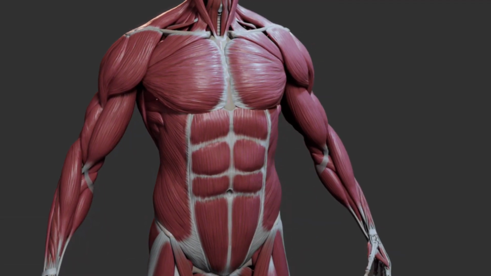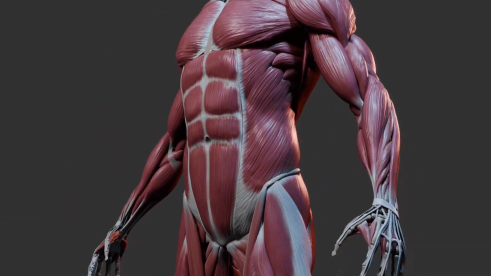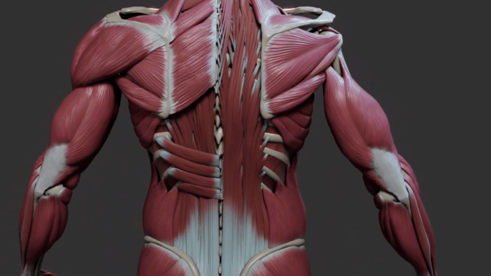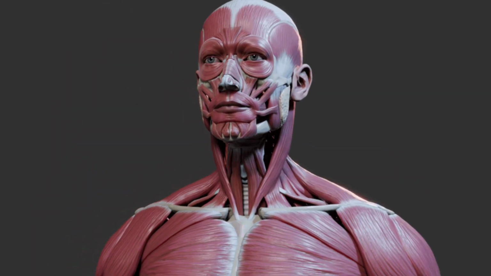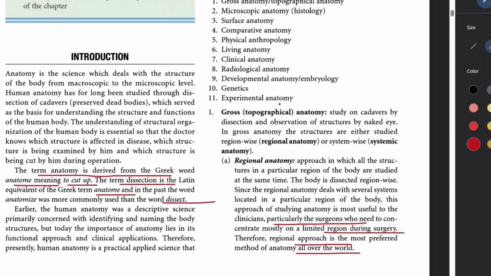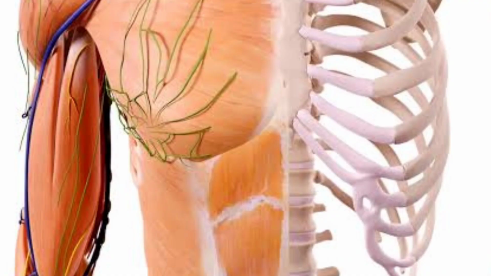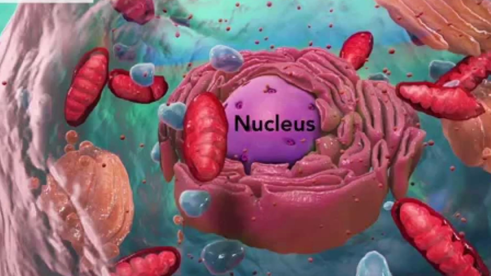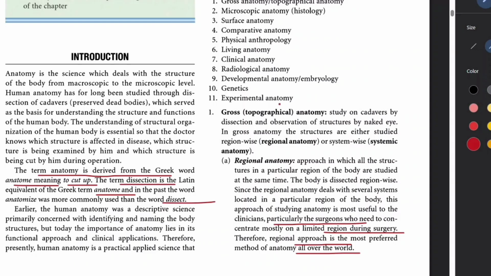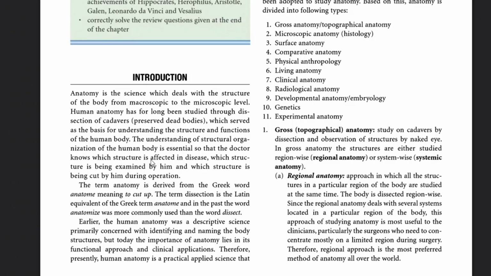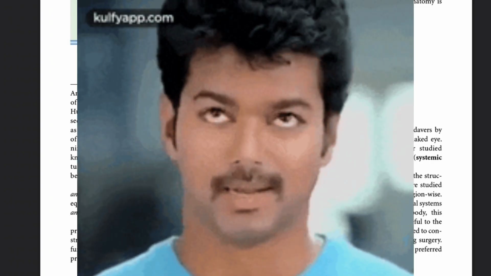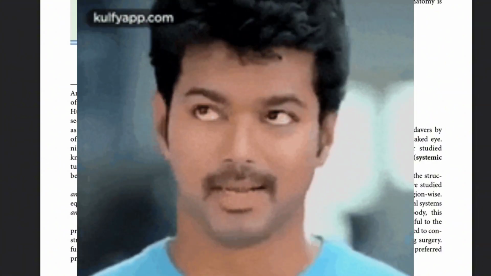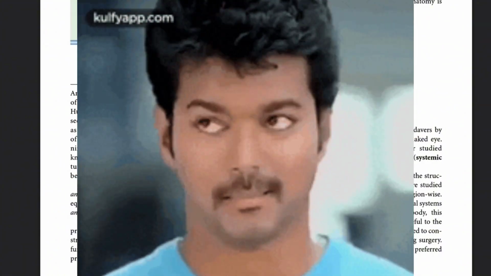Generally, anatomy deals with the human body or structure of the body, how the body is made up, from the macroscopic to the microscopic level. Macroscopic is from the skin level to the tissue level, and from the tissue to the cellular level is called the microscopic level. So the basic definition which comes from the book is: anatomy is the branch of biological science that deals with the study of the structure of the human body. So this is the basic meaning.